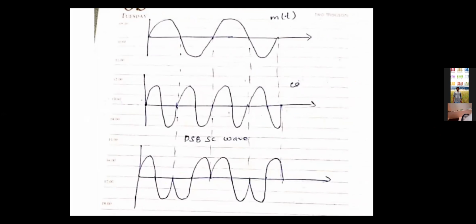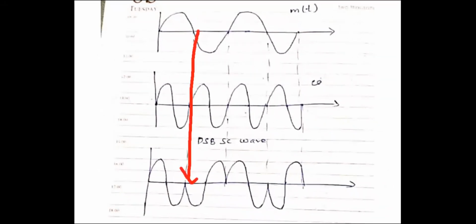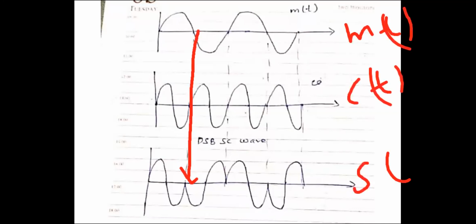Exactly at zero of the message value. Whenever the message value is 0, you are getting phase reversal in the modulated waveform. This is your message signal, this is your carrier, this is your modulated waveform. Then how are you getting it? Simple analysis. This is very simple.